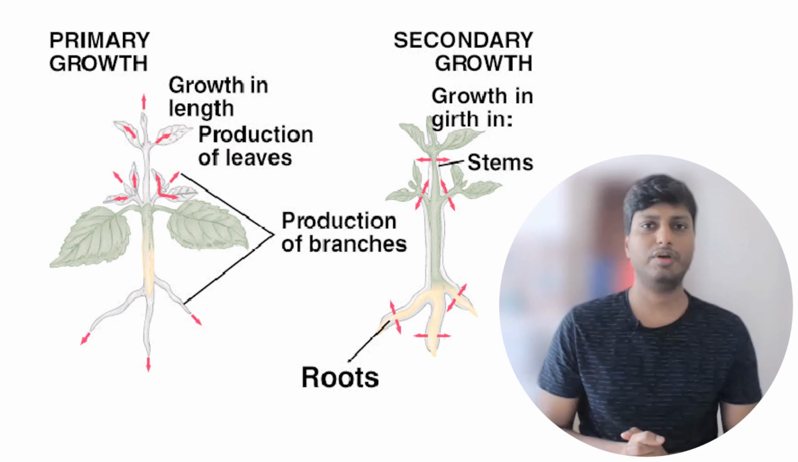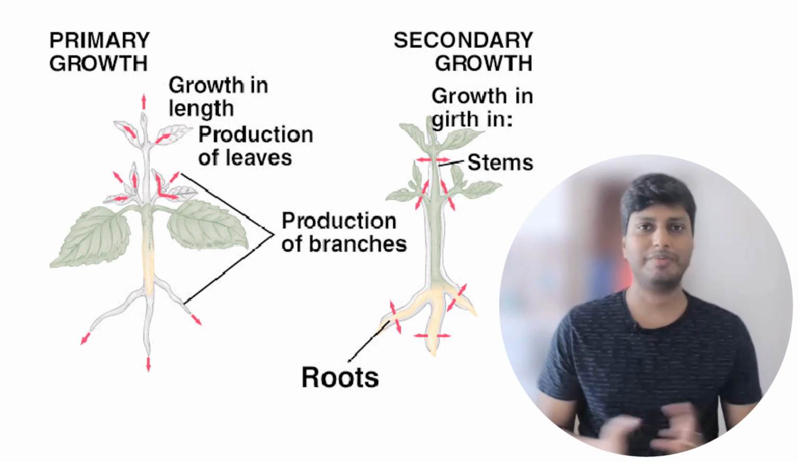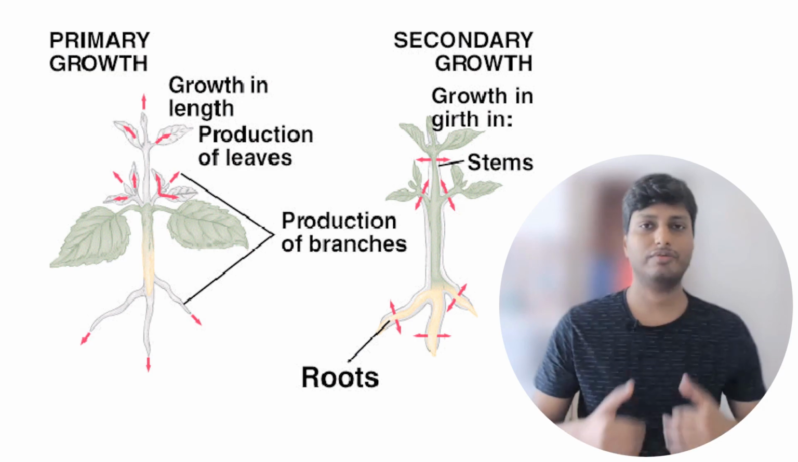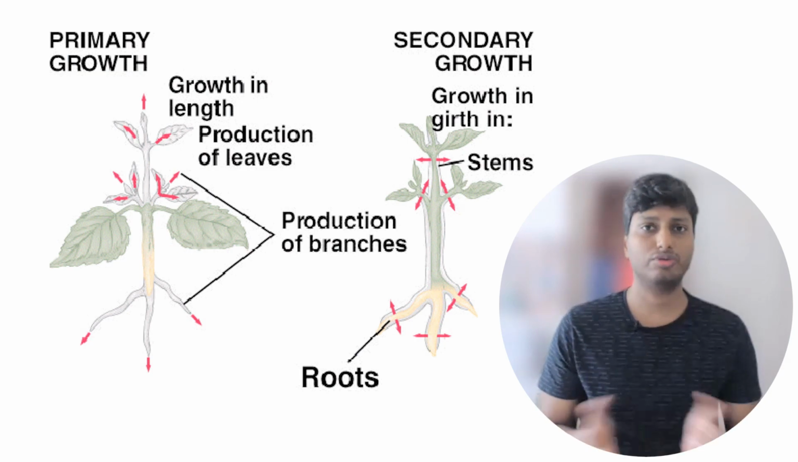So dear students, we all know that in plants there are majorly two types of growth. One is mainly called the primary growth and the second is called the secondary growth. Now what exactly is the primary growth? Primary growth means the increase in the length of the plants. So when I say increase in the length of the plants, it means increase in the length of the stems of the plants or increase in the roots of the plants.